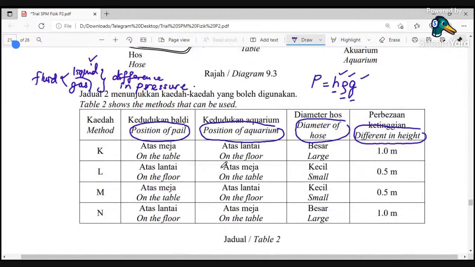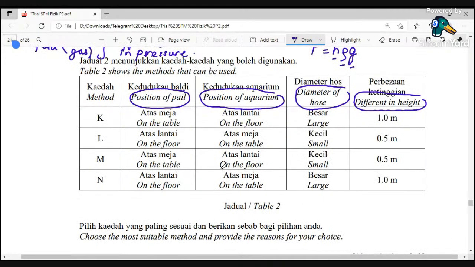Okay, let's look at the methods given here. The pail is to collect water, so we can put it on the floor. So I choose the one on the floor. Position of the aquarium: in order to produce a difference in pressure, we need to place it at a different position to produce a different depth of liquid. So we cannot place it on the floor because the pail is already on the floor, so we put it on the table.